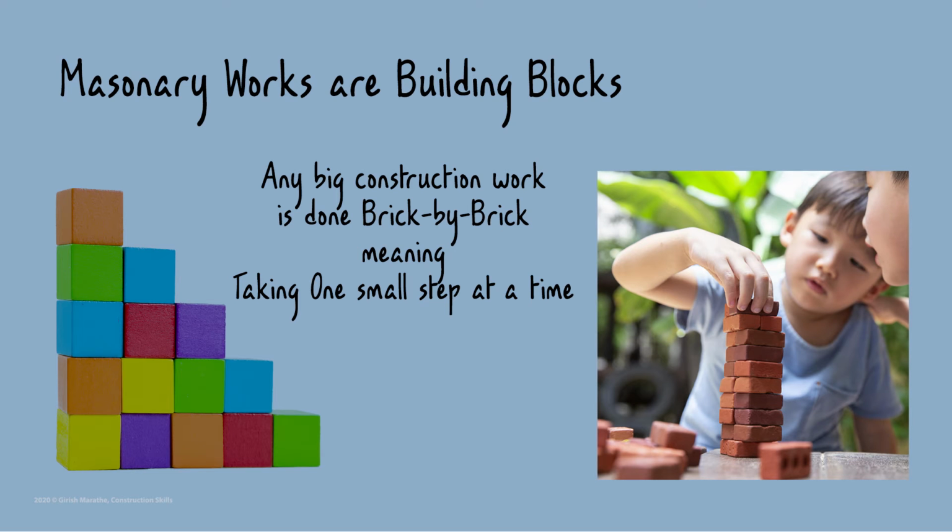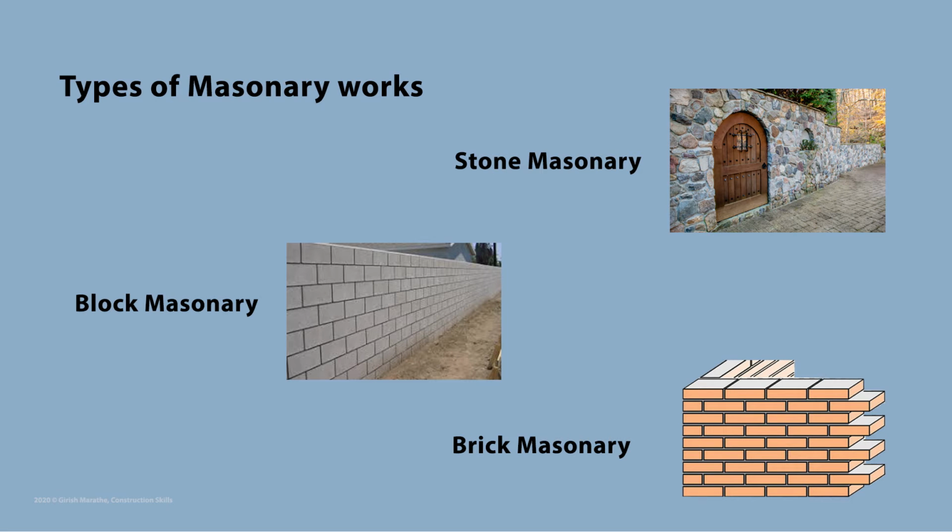We are all familiar with the term building blocks. Any big work is done brick by brick, which means taking one small step at a time. All these terms used in English language are derived from construction industry, which signifies the masonry work. There are mainly three types of masonry works: stone masonry, block masonry, and brick masonry.